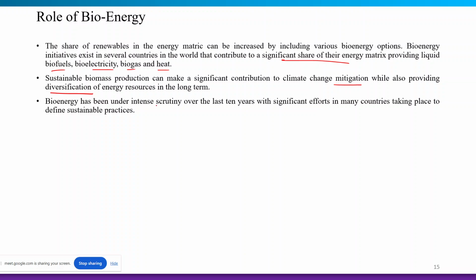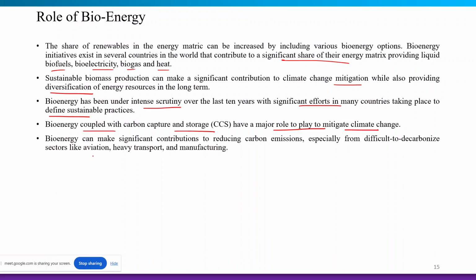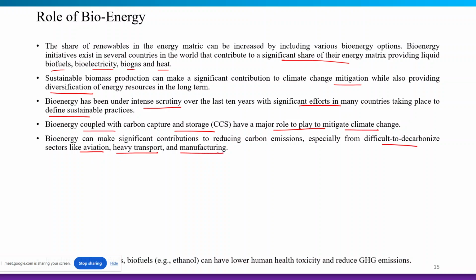Bioenergy has been under intense scrutiny over the last 10 years, with significant efforts taken in many countries to define bioenergy as a sustainable practice. Bioenergy, when coupled with carbon capture and sequestration, or carbon capture and storage, will play a major role to mitigate climate change. Bioenergy makes a significant contribution to reducing carbon emission, especially in difficult to decarbonize sectors like aviation, heavy transport, and manufacturing.